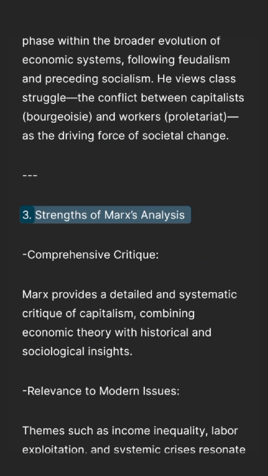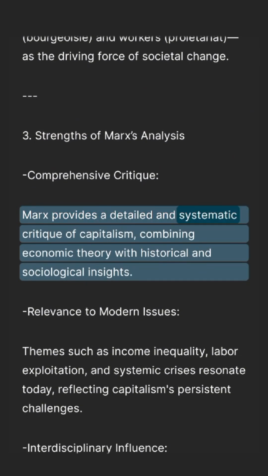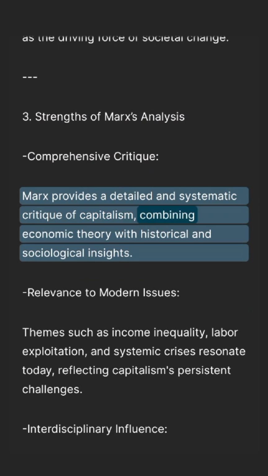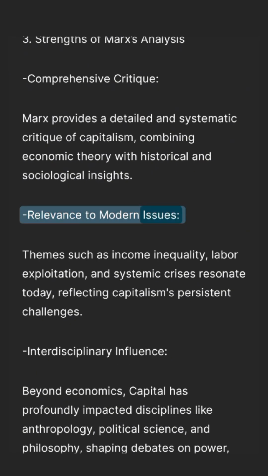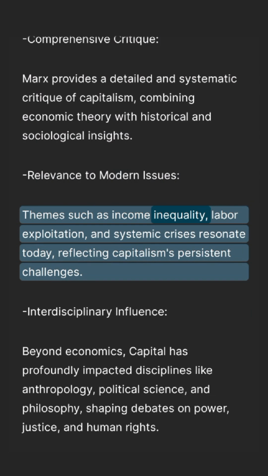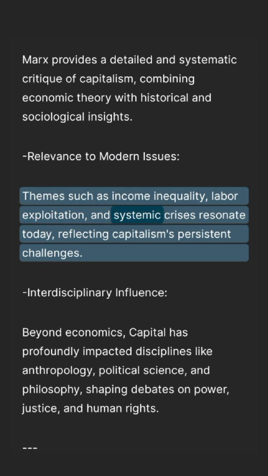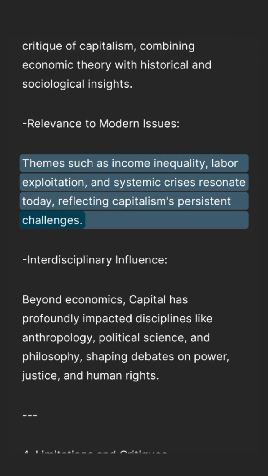3. Strengths of Marx's analysis. Comprehensive critique. Marx provides a detailed and systematic critique of capitalism, combining economic theory with historical and sociological insights. Relevance to modern issues. Themes such as income inequality, labor exploitation, and systemic crises resonate today, reflecting capitalism's persistent challenges.